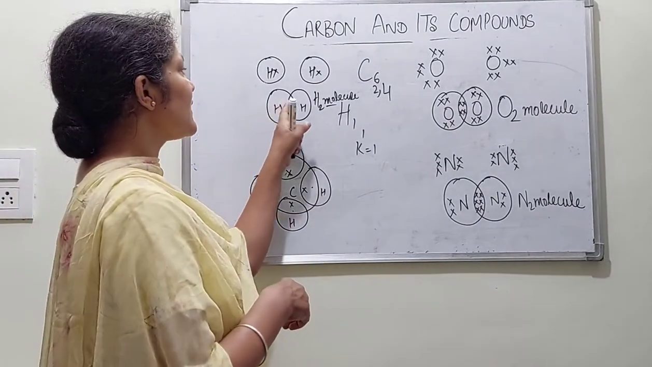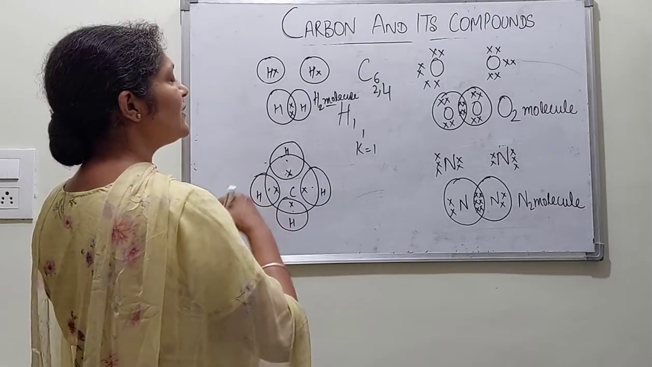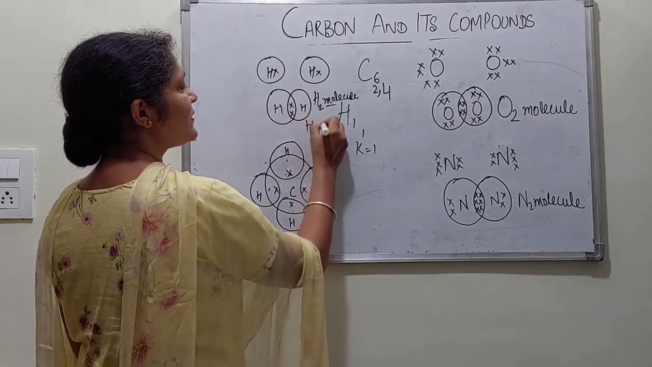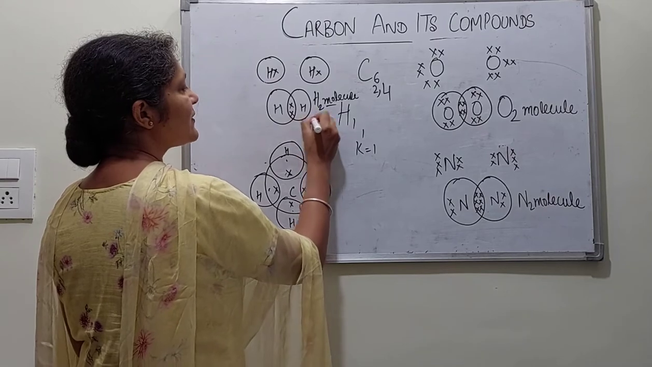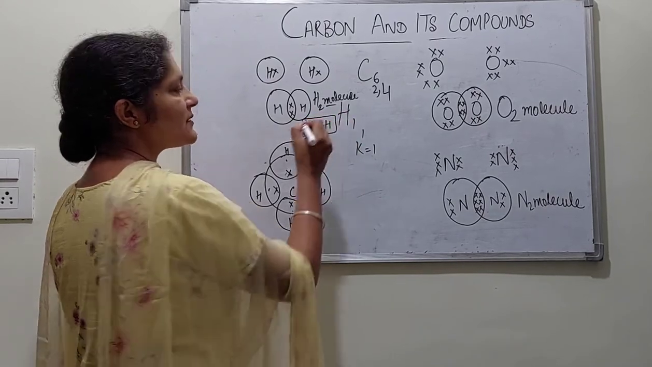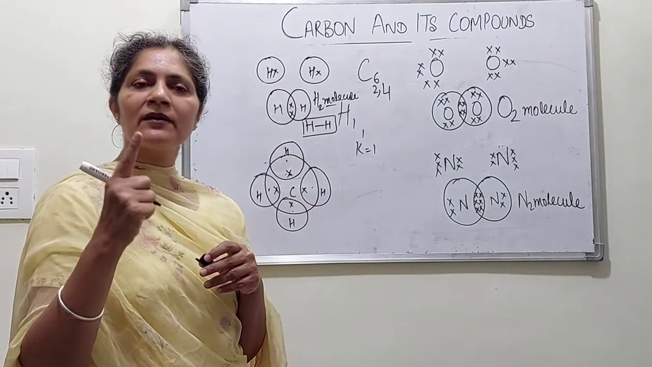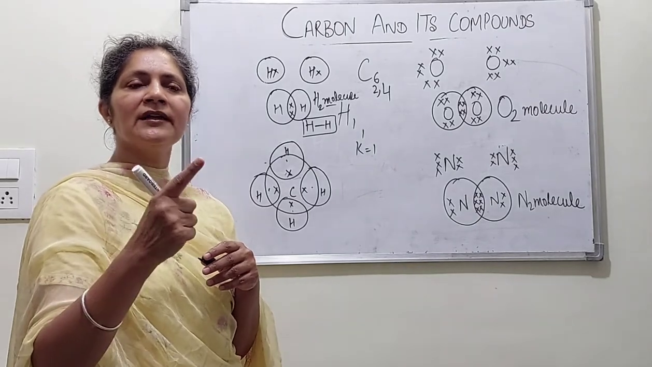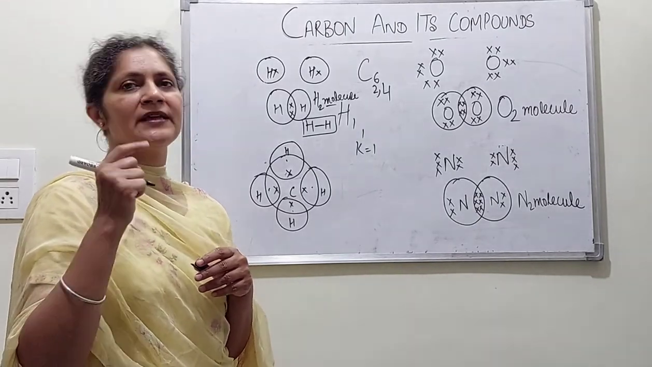When there is sharing of 1 electron, then there is formation of a single bond. This line represents the single bond because the sharing of 1 electron has taken place.